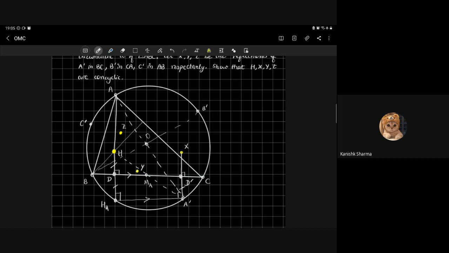Could you repeat the last statement? H sub A is the reflection of H on BC. So HD equals H sub A D, correct? Yes. The H sub A D equals A prime D prime, right? Yeah. A prime D prime equals X D prime. Correct. Now, what can you say about the quadrilateral H X A prime H sub A?